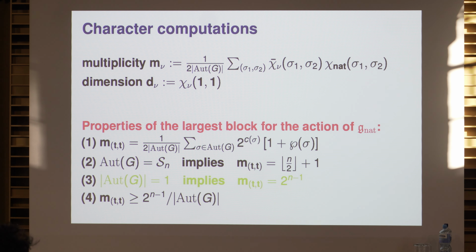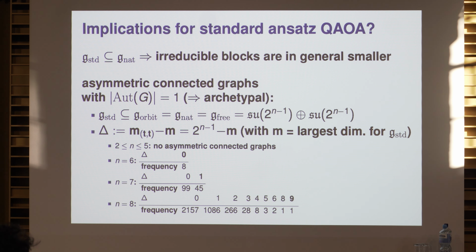So we get a very small block. If the automorphism group is trivial, then we get this exponentially large block, and we have some cases where we know something about the automorphism group. So let's go back a level higher.